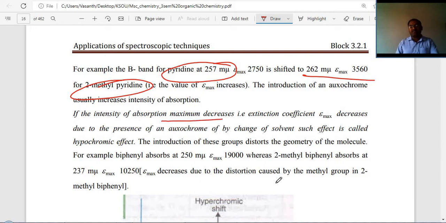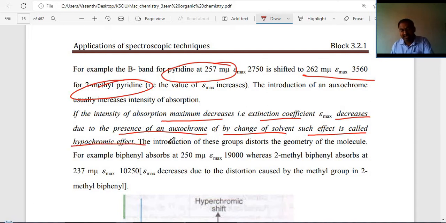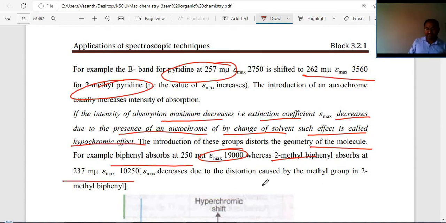If the intensity of absorption maximum decreases, the extinction coefficient E maximum decreases due to the presence of an auxochrome or by a change of solvent, such an effect is called the hypochromic effect. The introduction of these groups distorts the geometry of the molecule. Consider some examples. Biphenyl absorbs at 250 nanometer. What is the intensity? 19,000. We just add one methyl group to it. 2-methyl biphenyl absorbs at 237 and E max is 10,250, because the E maximum decreases due to distortions caused by the methyl group in 2-methyl biphenyl.